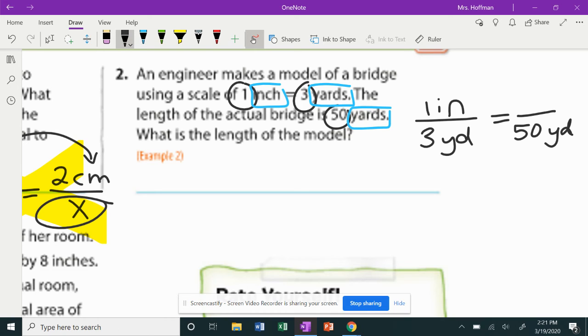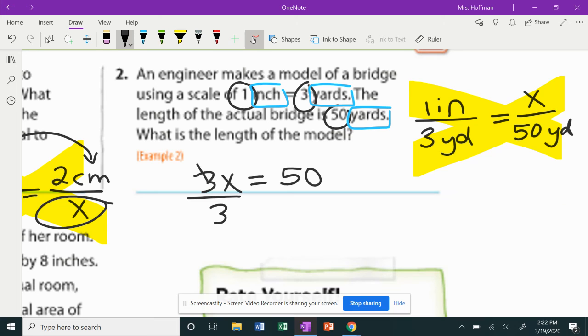Now, our missing number is, of course, up here in the numerator, and we're going to do those cross products one more time. We're going to do 3 times x, which is of course 3x. So 3x is equal to 50, because 1 times 50 yards is going to be 50. And then you're going to divide out the 3 because it's the only thing standing in x's way. So x is going to be 50 thirds, or if I turn this into a mixed number, which makes a lot more sense here, I'm going to get 16 and 2/3.